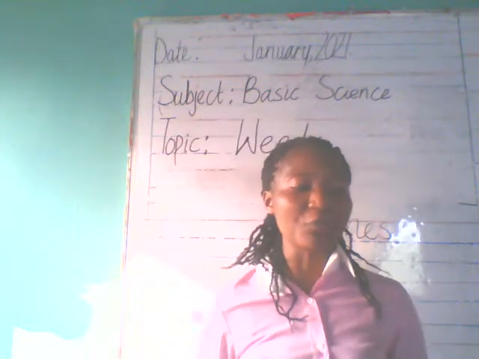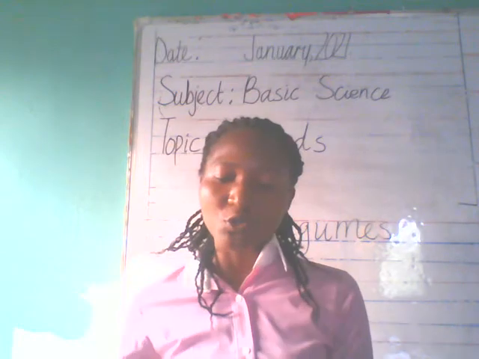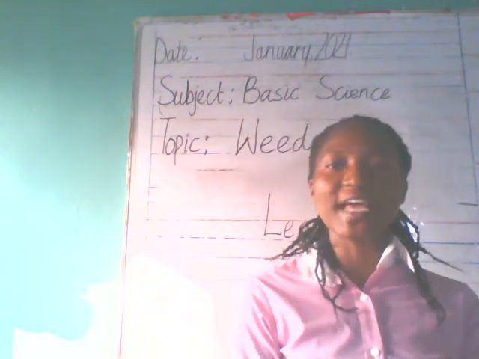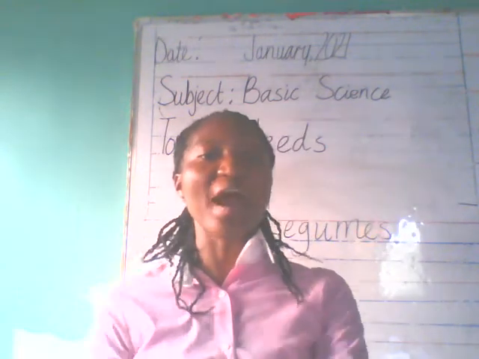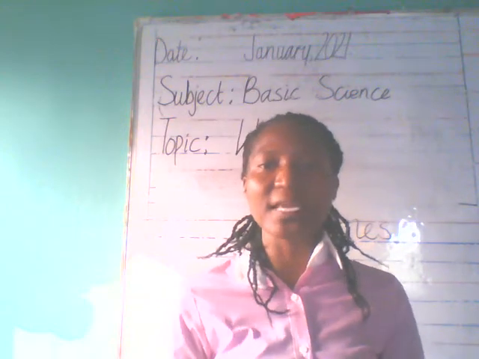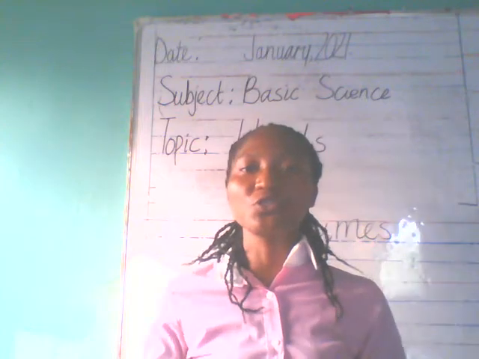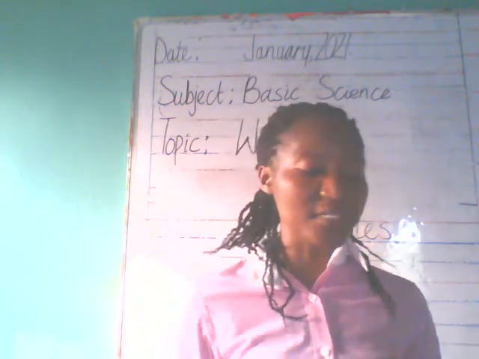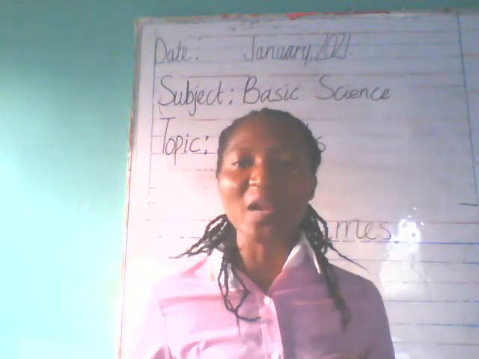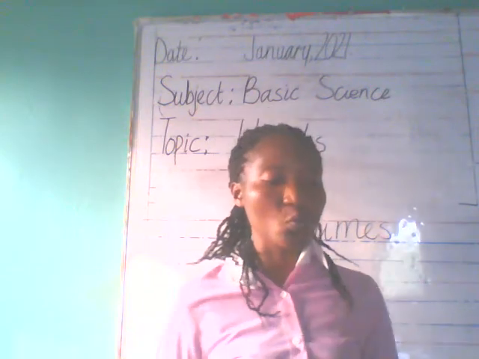Then we have the cultural method. What do I mean by cultural method? Cultural method is crop rotation. By the time you decide to farm yam, the next year you farm maize. You are rotating it. By the time you are crop rotating, it will help to reduce the growth of weeds, and also cover crops, like I said, the legumes. When you plant the cover crops, it will help to reduce weeds.